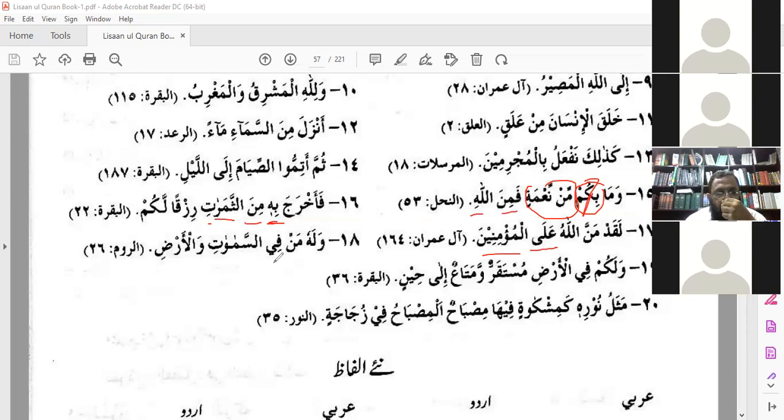وَلَهُ مَنْ فِي السَّمَاوَاتِ وَالْأَرْضِ. Fi is harf jar and samawat is... As samawati is majrur. Both. As samawati ma'tuf. Waw is harf atf and al ard is ma'tuf ilayh. So ma'tuf ilayh, majrur. Jar majrur shibhul jumlati. Yes. Okay. Yes.